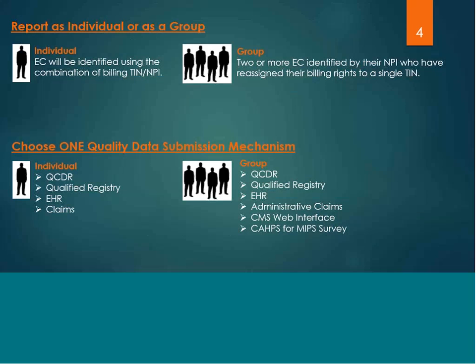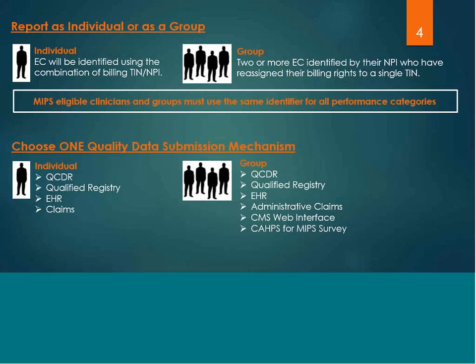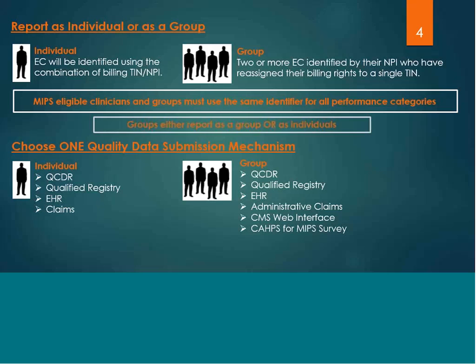You can report as an individual or as a group, and the individual will be identified using the combination of their billing TIN and NPI. And the group, which is 2 or more eligible clinicians, will be identified by their NPI, who have reassigned their billing rights to a single TIN. You do need to use the same identifier for all MIPS performance categories.